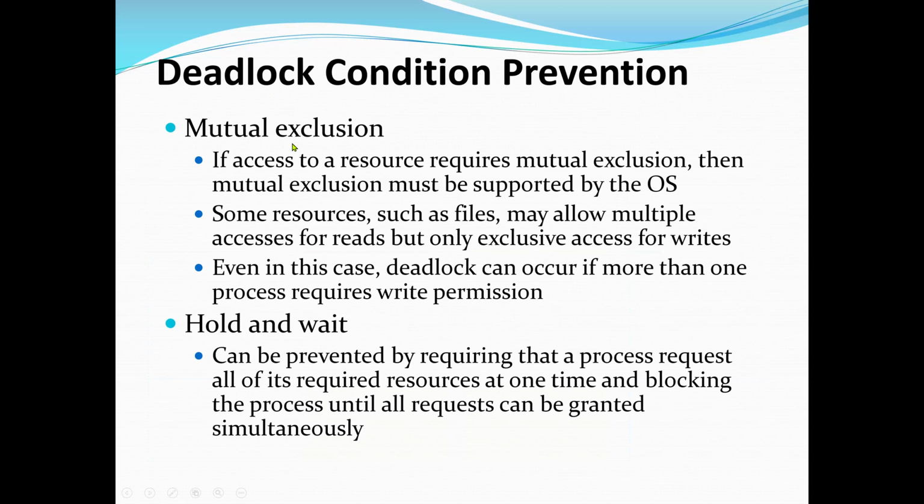For mutual exclusion, here we say that in general, the first of the four listed conditions cannot be disallowed. If access to a resource requires mutual exclusion, then the mutual exclusion must be supported by the operating system. Also some resources such as files may allow multiple access for reads, but only exclusive access for writes. Even in this case, a deadlock can occur if more than one process requires write permission.